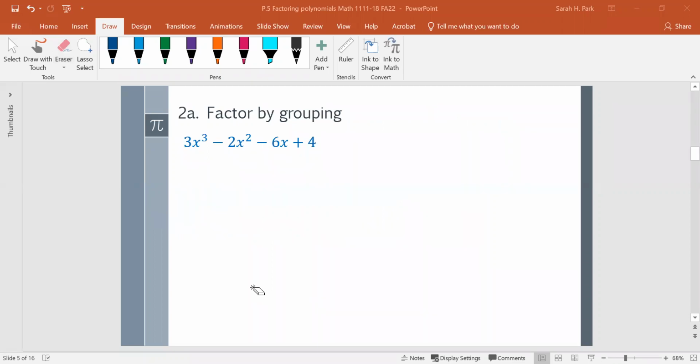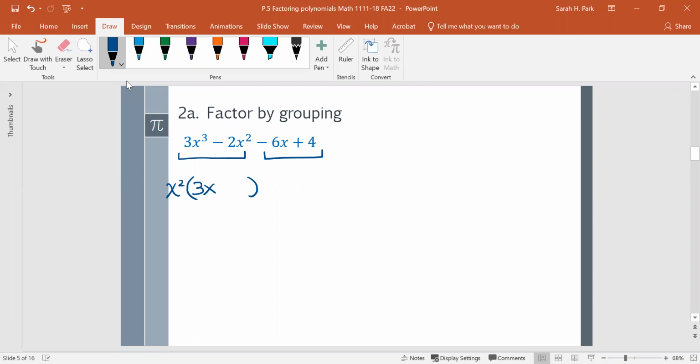Let's take a look at factoring by grouping. We call this method factor by grouping. Usually when you have 4 terms like this, 3x to the third minus 2x squared minus 6x plus 4, we group the first 2 terms together and the second 2 terms together and factor out the greatest common factor from the first 2. So if you think about 3x to the third minus 2x squared, the greatest common factor you can factor out is just x squared.